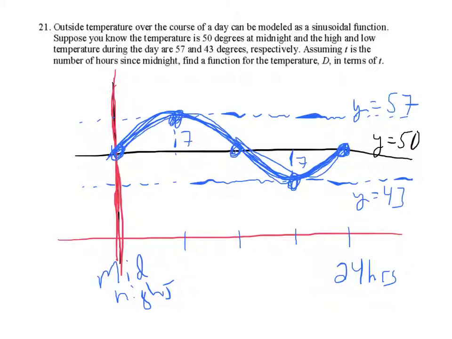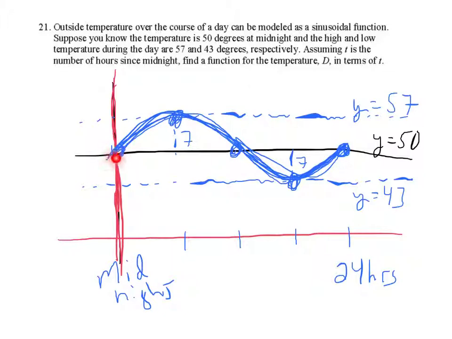So how do you come up with a sinusoidal function to model this situation? What I did is I graphed an XY axis, and since it told me that at midnight the temperature was 50, that's the midline. The reason I knew that was the midline is because they told me the high was 57 and the low was 43. So I plotted these four points, like with any sinusoidal.